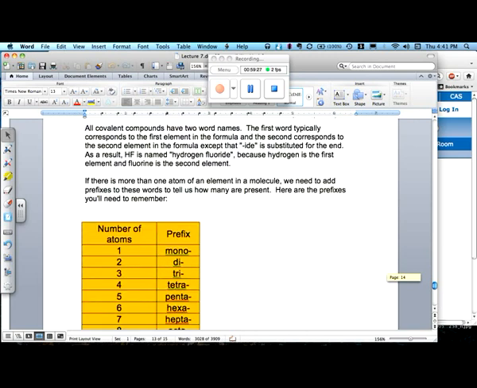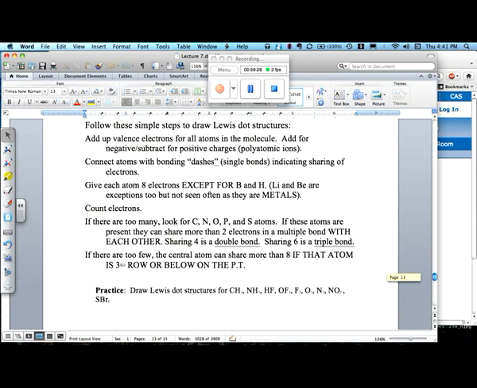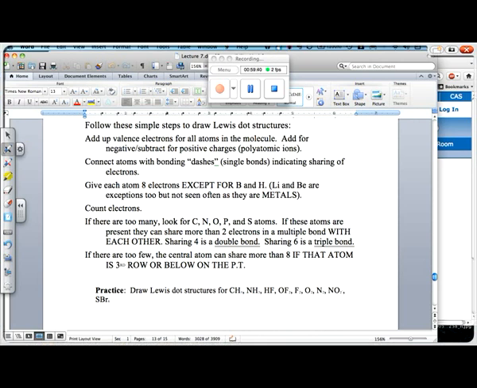Okay. So let's take our steps and apply them to just the first 2 compounds that are here. All right. So using the steps that are on the card. Step number 1, add up the valence electrons. Okay. So CH4 is my example. All right. Carbon has 4 valence electrons. Each hydrogen has 1, but I have 4 of them, so I have a total of 8.